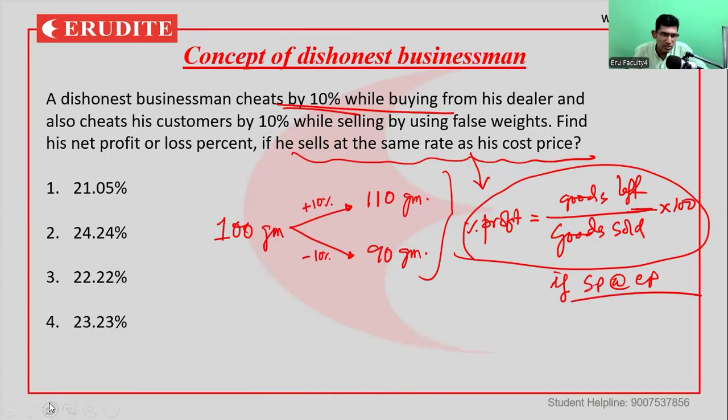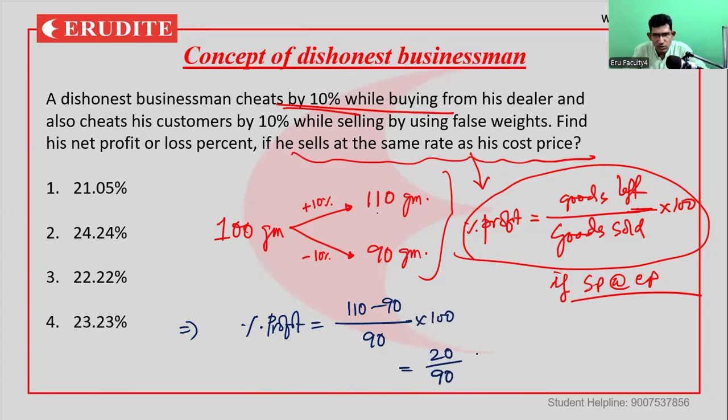So in this case, what will be his percentage profit? He purchased 110 grams and he sold 90 grams. So how much goods is left? The goods left is 110 minus 90, 20 grams. And how much goods did he sell? He actually sold 90 grams. Therefore, his actual profit percentage will be 20 by 90 into 100. That is 2 by 9, which is 22.22%. So his net profit will be 22.22%. So remember the simple concept: goods left upon goods sold, if the sales price is at the rate of cost price.